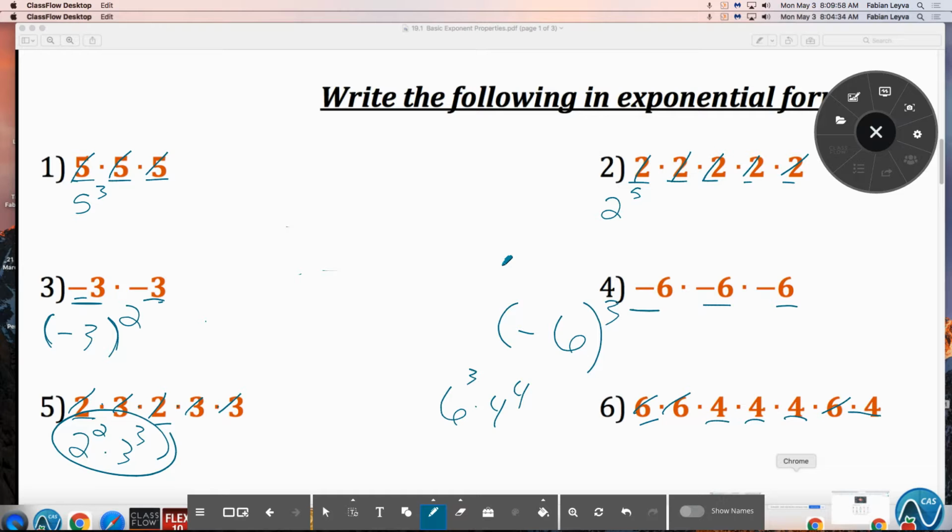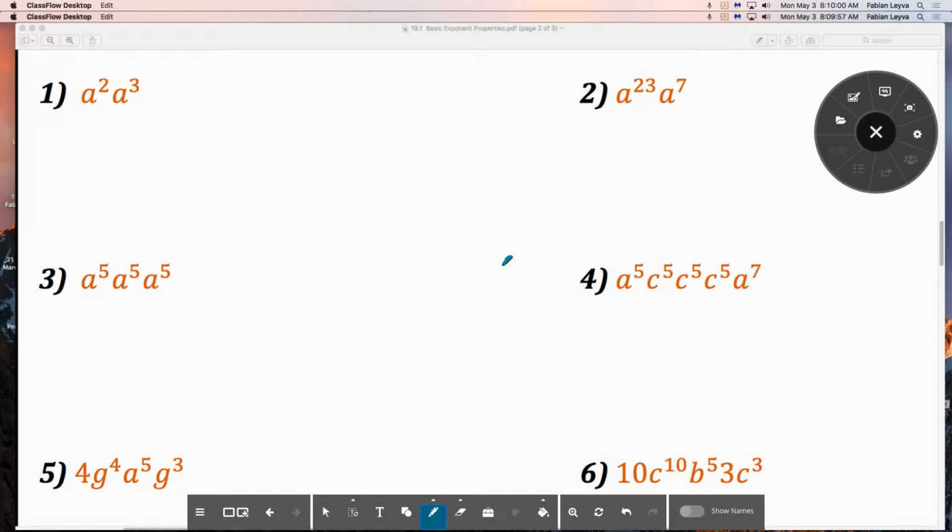So notice in the other problems, what I asked you to do was, one, I showed you an expanded form and told you to put it in exponential form. And then I gave you exponential form and asked you to put it in expanded form. Now I'm telling you to simplify. I want this to be simpler. I want you to simplify one way or another.